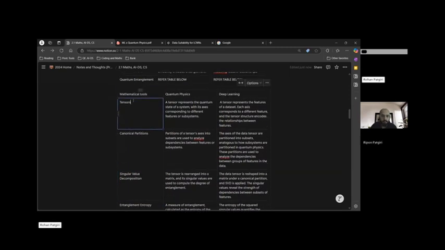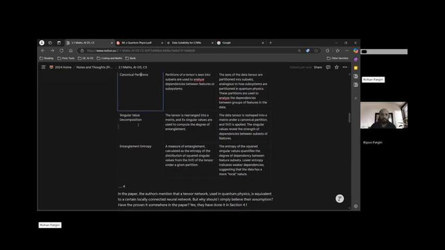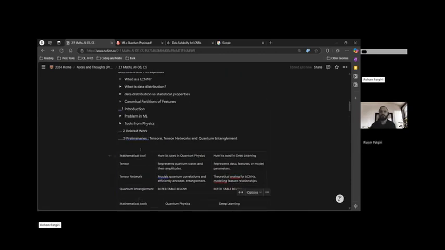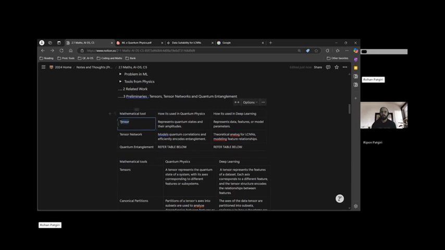So they are different. These are the mathematical rules like canonical partitions, SVDs, and entanglement entropy. These are the tools that they use to see if this tensor network fits this tensor or not, in the case of quantum physics.